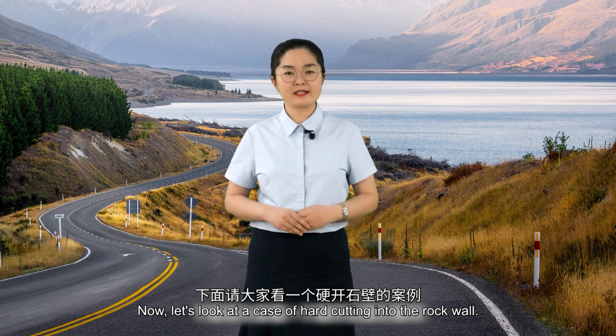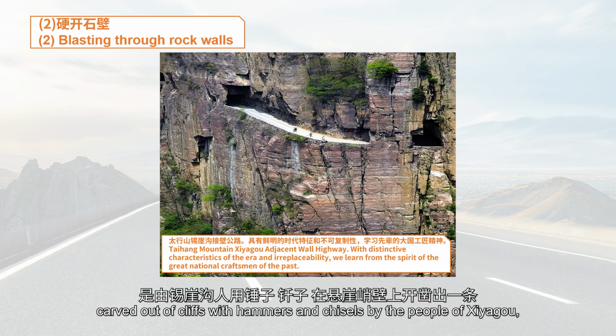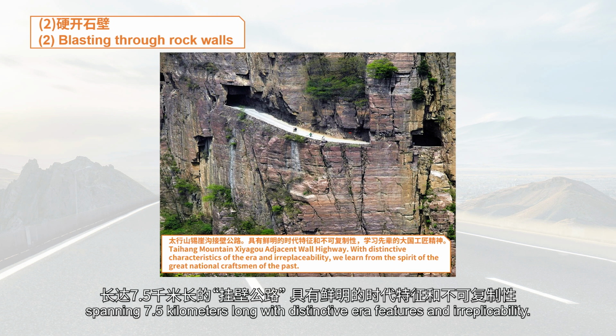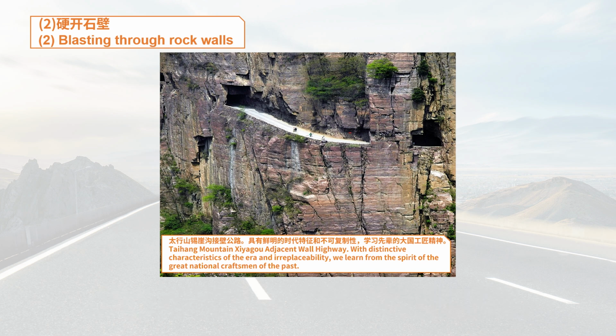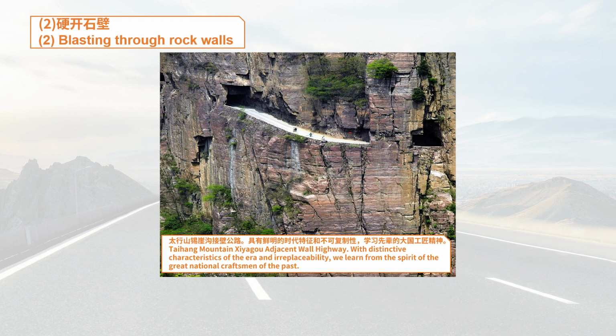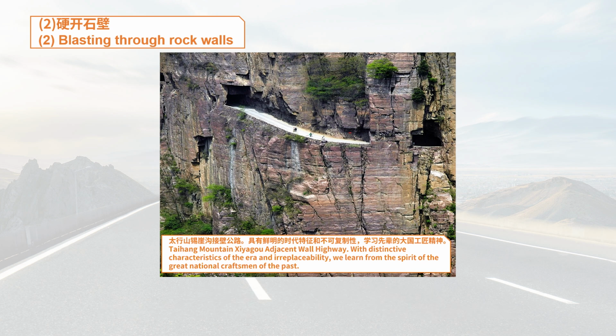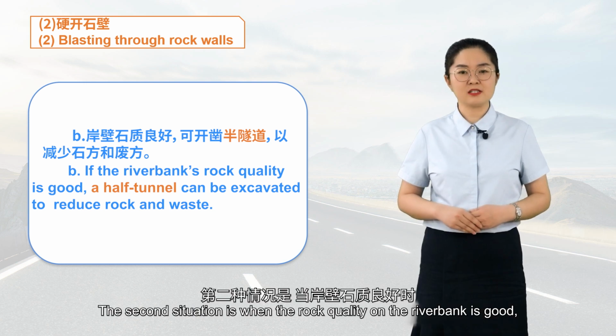Now, let's look at a case of hard cutting into the rock wall. This is the Cliff Hang Highway in Taihang Mountains, Xiyagou, carved out of cliffs with hammers and chisels by the people of Xiyagou, spanning 7.5 kilometers long, with distinctive era features and irreplicability. Therefore, we should learn not only the method of route selection, but also the spirit of the great national craftsmen of our predecessors.